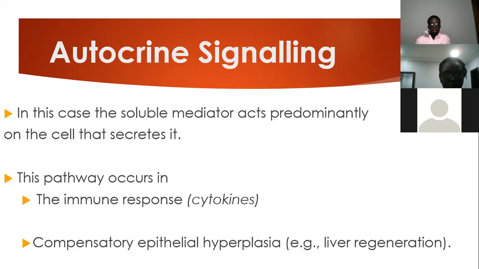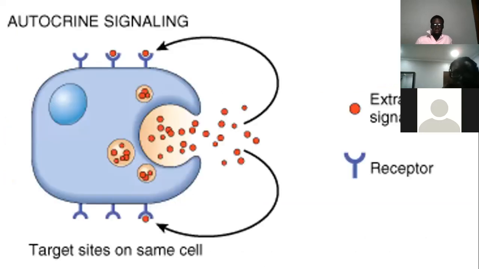Okay, so that's what autocrine is. An example is cytokines. Or when we take the liver, the cells that undergo regeneration, the resected cells which are left, send a signal to themselves for proliferation and growth to occur. So this is an example of autocrine signaling. You see that a cell produces chemicals, which are the little red dots. Now these chemicals have a site on the same cell and cause changes in the cell.